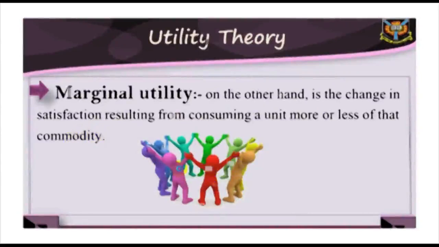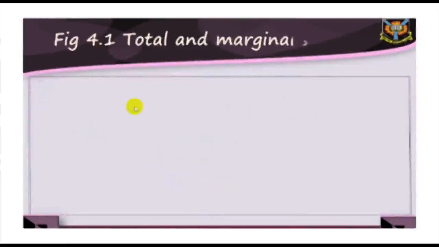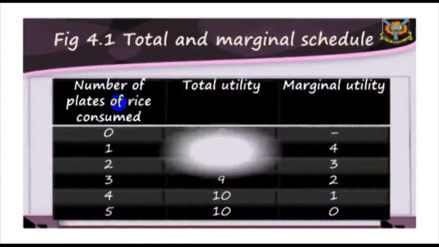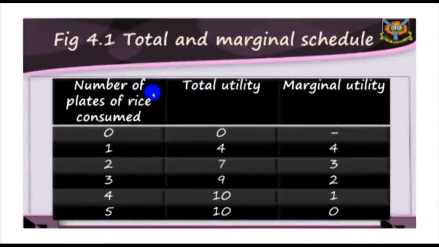Utility schedule and graph. The table below will help you understand better the utility theory. Number of plates of rice consumed: 0, 1, 2, 3, 4, 5. Total utility: 0, 4, 7, 9, 10, 10. Marginal utility: dash, 4, 3, 2, 1, 0.